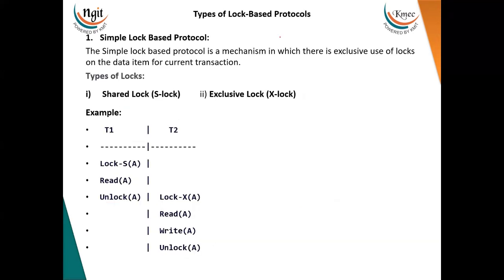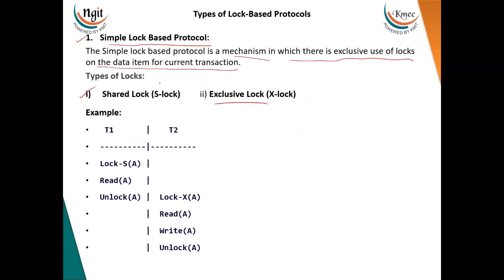Now let us see the types of log-based protocols. The first one which we have is the simple log-based protocol. The simple log-based protocol is a mechanism in which there is an exclusive use of logs on the data item for the current transaction. It tells you that this mechanism is used in order to perform the execution of the transaction on some data item by making use of the logs. Here we have different types of logs. The first one is the shared log and the second is the exclusive log. What are shared logs and exclusive logs?